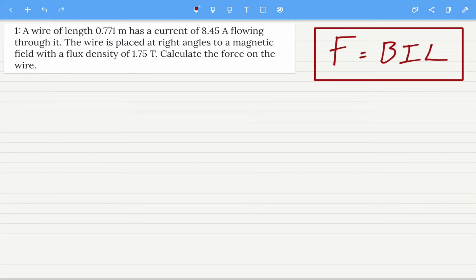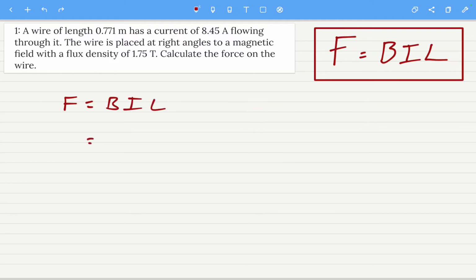All right, let's go. Number 1: a wire of length 0.771 meters has a current of 8.45 amps flowing through it. The wire is placed at right angles to a magnetic field with a flux density of 1.75 Tesla. Calculate the force on the wire. Relatively straightforward. We just write F equals BIL.